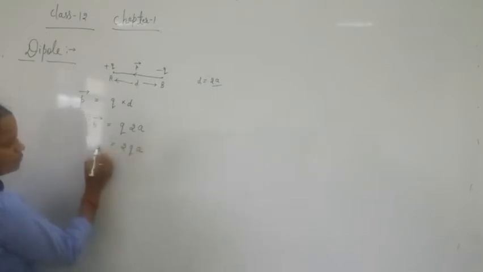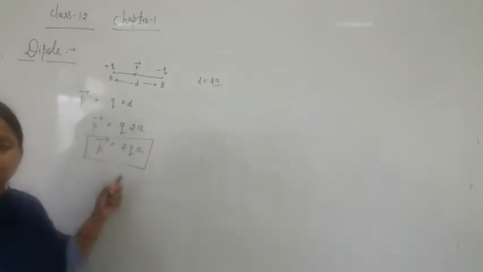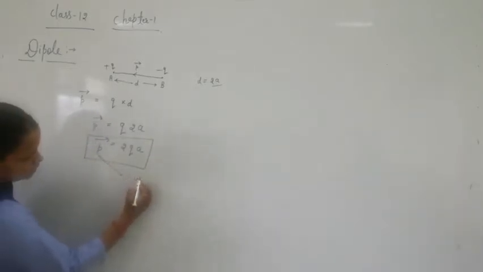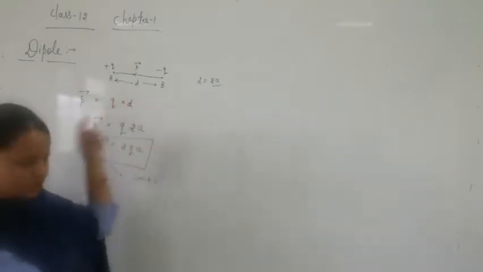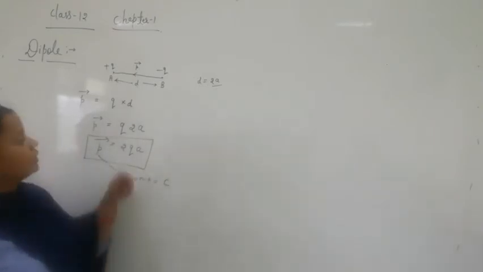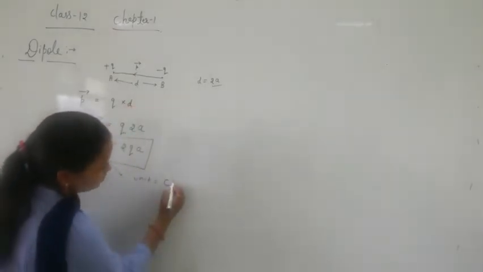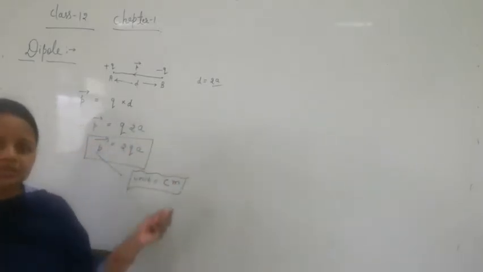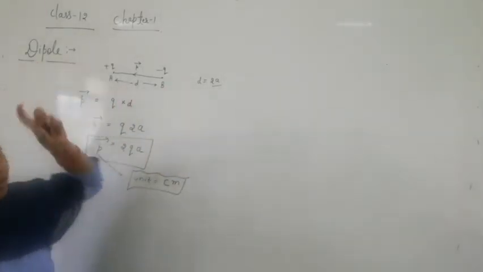So 2qa is the dipole moment, and what is the unit of dipole moment? The unit is charge into distance. Charge has unit coulomb, and the separation distance in MKS is meter. So the unit of dipole moment is coulomb into meter.